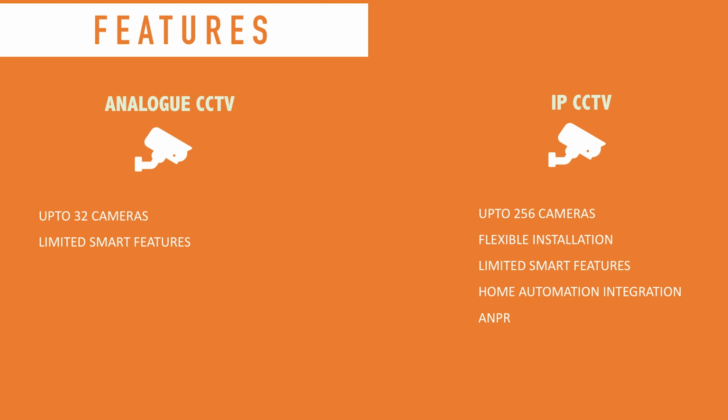Now, the smart features, you do actually have a lot more smart features compared to analog. There's a little mistake there. That should actually say advanced smart features. So for example, let's say you wanted to record number plates. Well, an IP system would allow you to do that. Or let's say you wanted to integrate your cameras with a home automation system, that would also allow you to do that, whereas an analog system is kind of restricted.